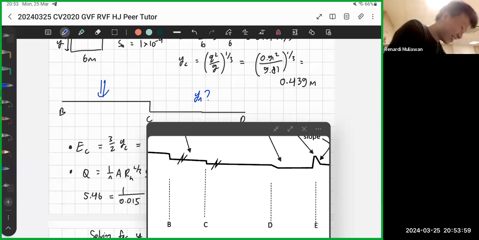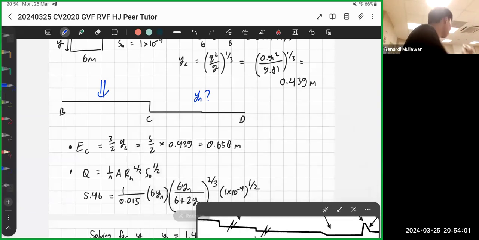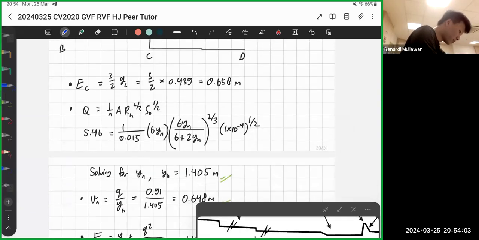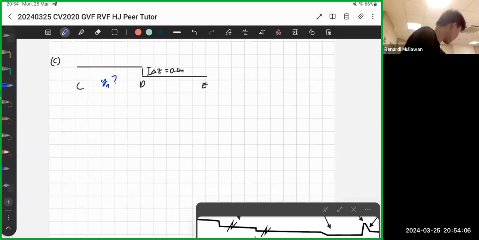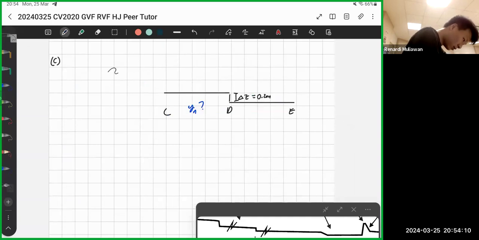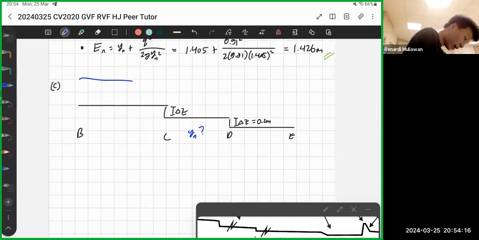Let me explain. Here's a trick question. I think most people get it wrong. We need to find the Yn of CD, right? Let me draw the full image first. So like this, right? So BC, there's also delta Z here. So the question is, let's say we calculated Yn here, right? So Yn BC. Now we're finding this.